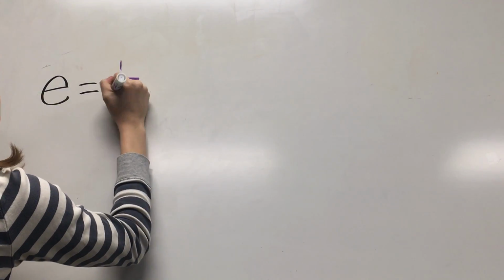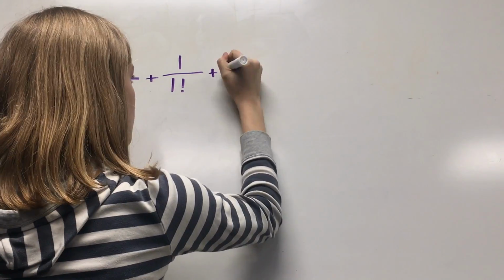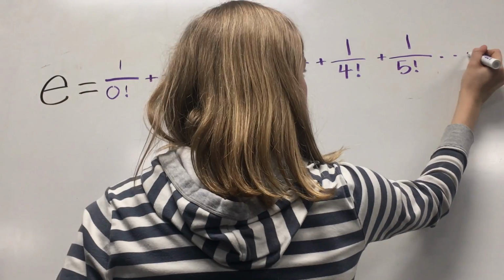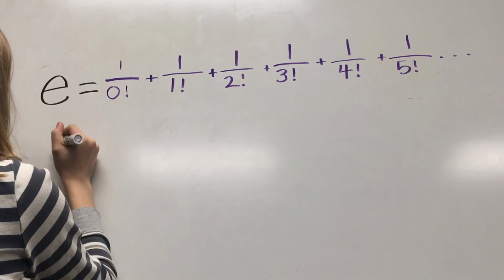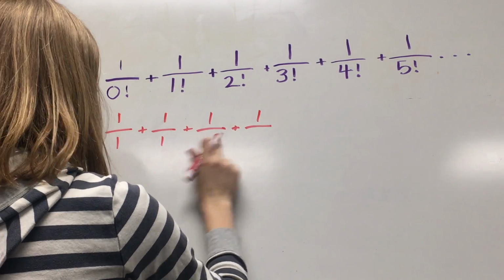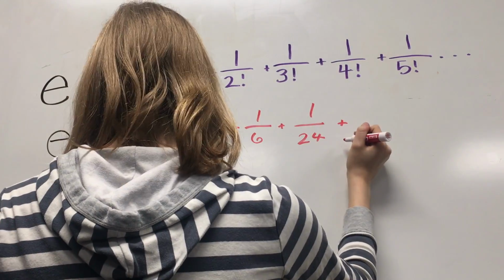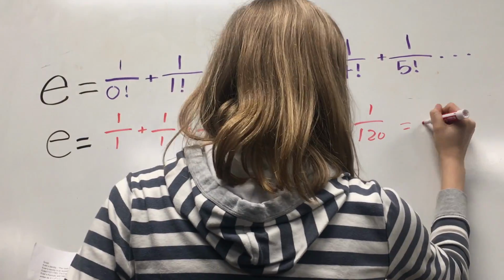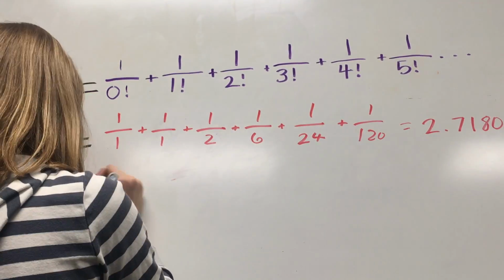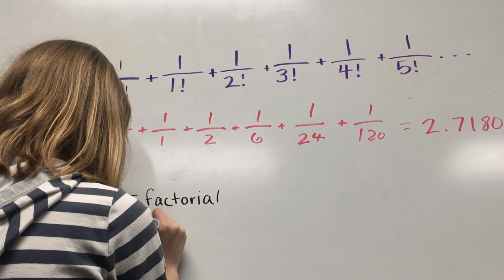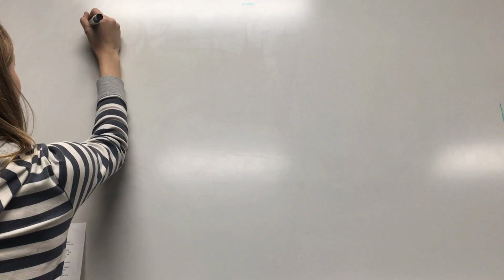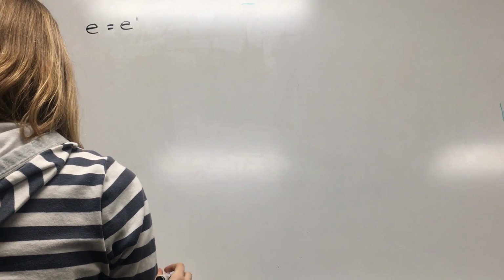Another way it can be calculated is with an infinite series of additions, multiplications, and divisions. The value of e is also equal to 1 over 0 factorial plus 1 over 1 factorial plus 1 over 2 factorial plus 1 over 3 factorial, and so on. The first few terms add up to 1 divided by 1 plus 1 divided by 1 plus 1 divided by 2 plus 1 divided by 6 plus 1 divided by 24 plus 1 divided by 120. This equals approximately 2.71805.